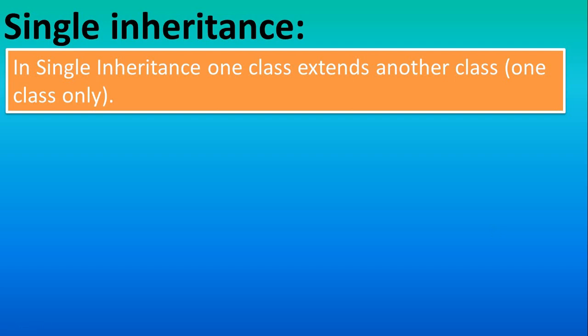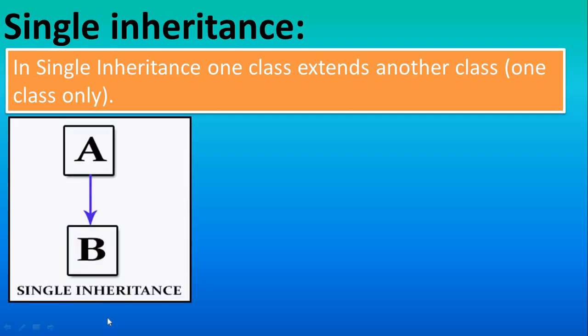Hello guys, in this tutorial we will see single inheritance, and we will also take one example. In single inheritance there will be simply two classes: one is the base class, the second is the derived class. You can say one is parent, the second is child. So in single inheritance, one class extends another class.